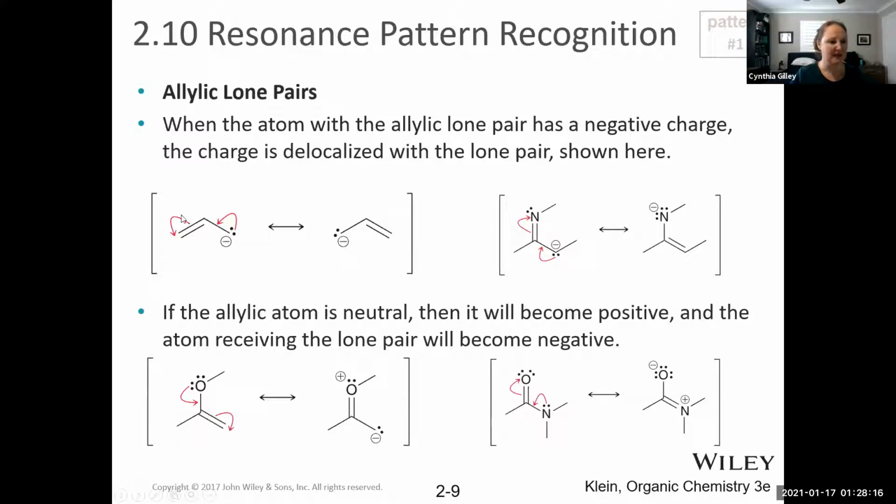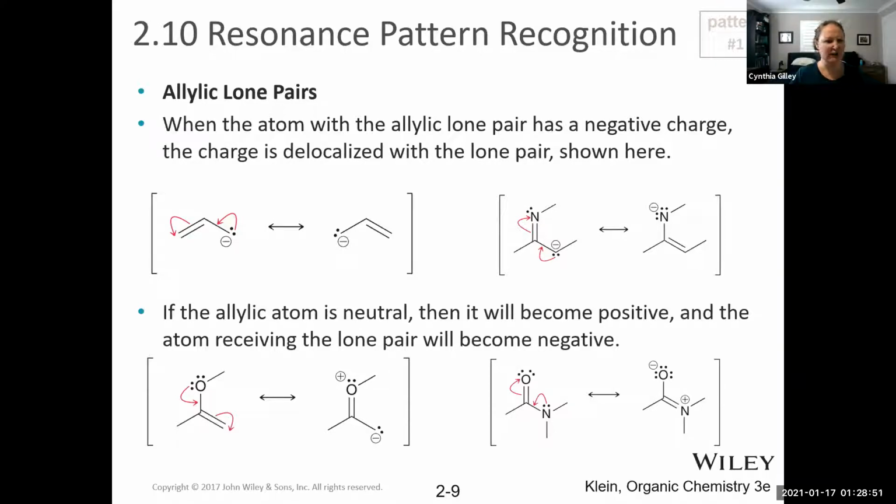And those, in this case, are being moved to form a lone pair on this carbon. So we point our arrow directly at the carbon to show the formation of that lone pair. That generates the other allylic carbocation contributor. All of these are examples of the allylic lone pair pattern. You want to be able to recognize when you can draw the allylic lone pair resonance pattern because it's one of the most common patterns that will be used throughout the entire year of organic chemistry.